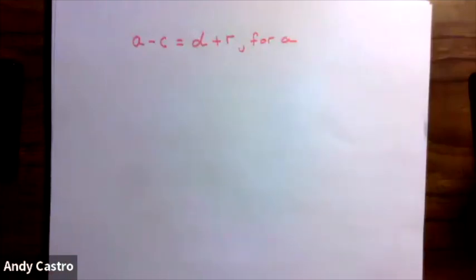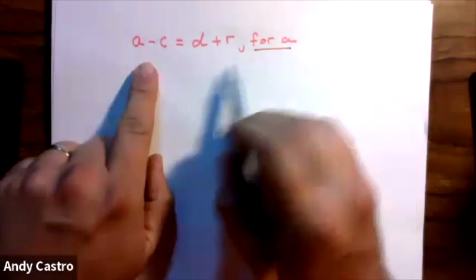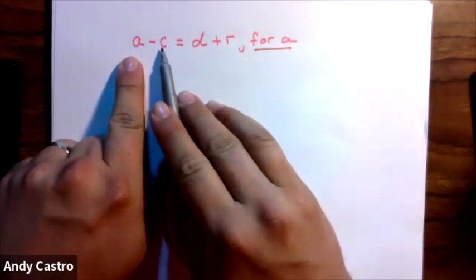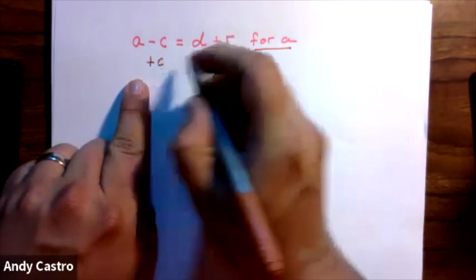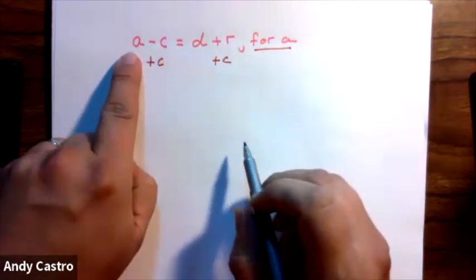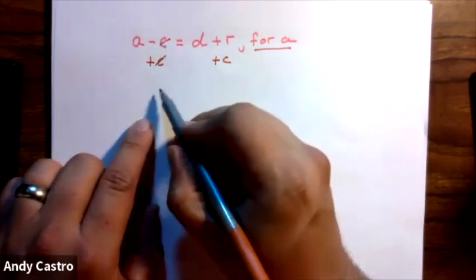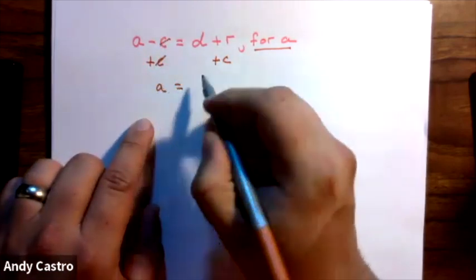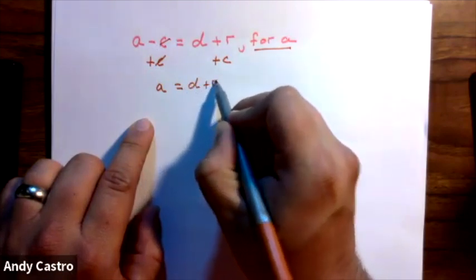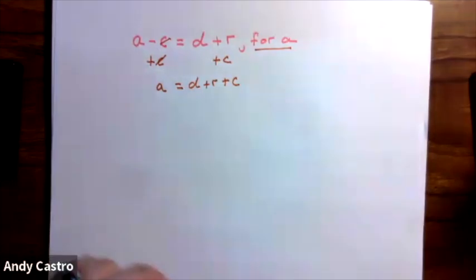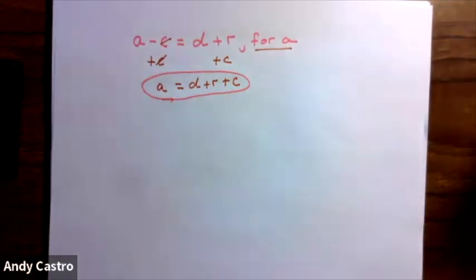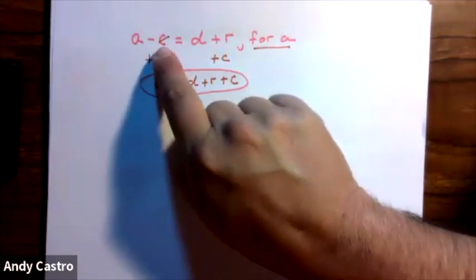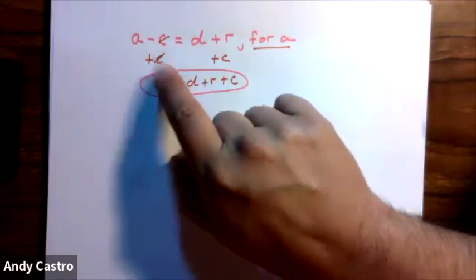If I'm going to solve this one for A, then I have A over here, subtracting C, and that's equal to D plus R. I'm going to add C to both sides of my equation. That'll get A by itself. So I'm left with A is equal to D plus R plus C. What you'll find is solving for the other three is going to be pretty similar. Let's go ahead and do that.